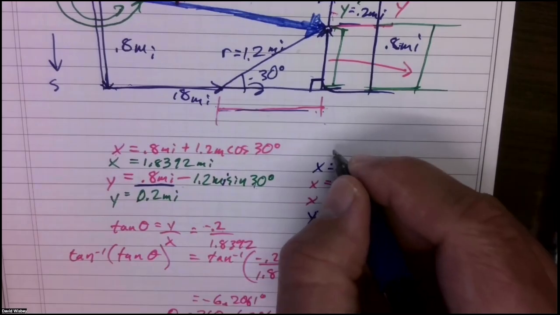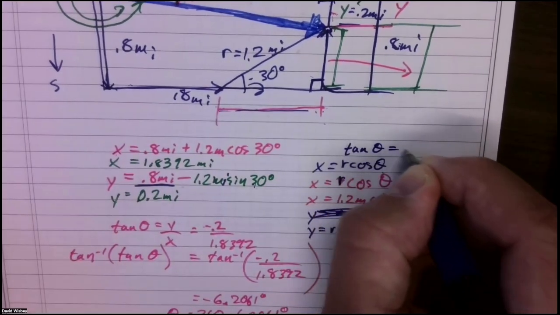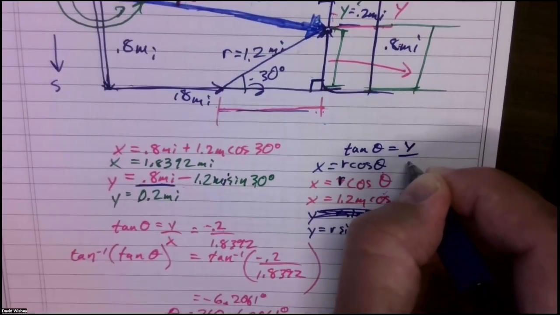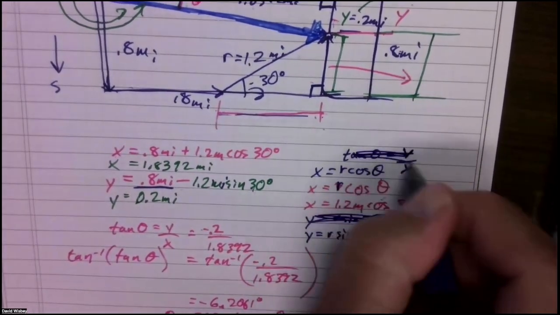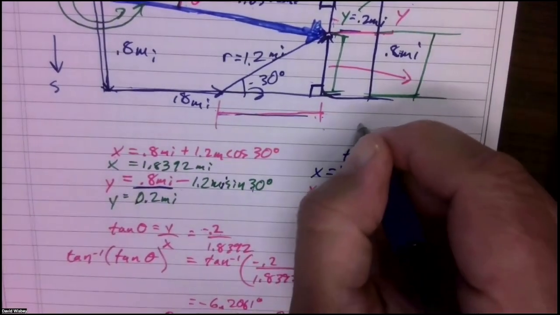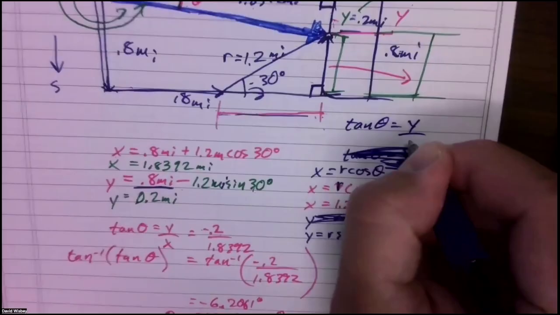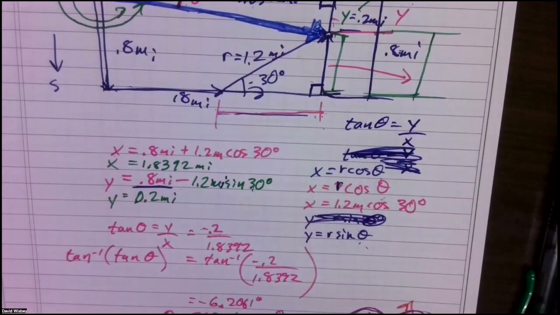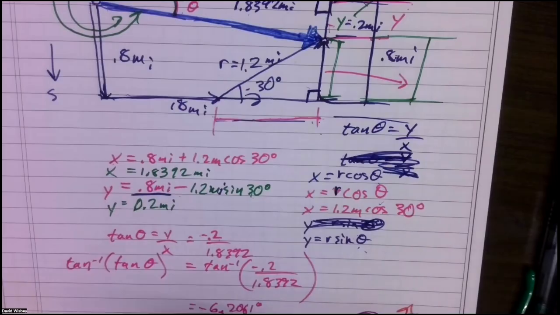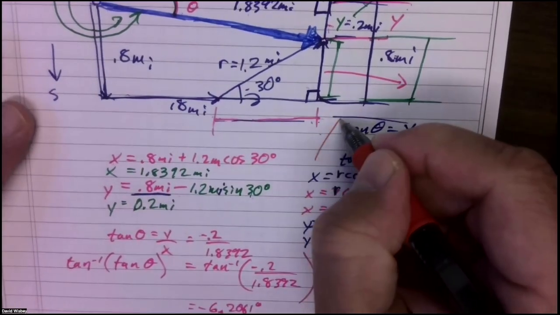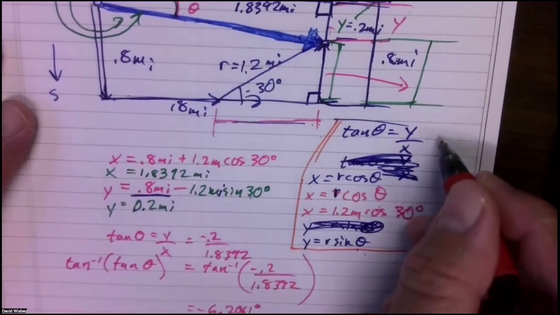Here, I'll write down tangent. Tangent of theta equals y over x. Again, these are the main trig functions. Oh, I shouldn't have written it so closely here. Okay, so tangent of theta equals y over x, right? So here we've got our equations. These are really important. There we go.